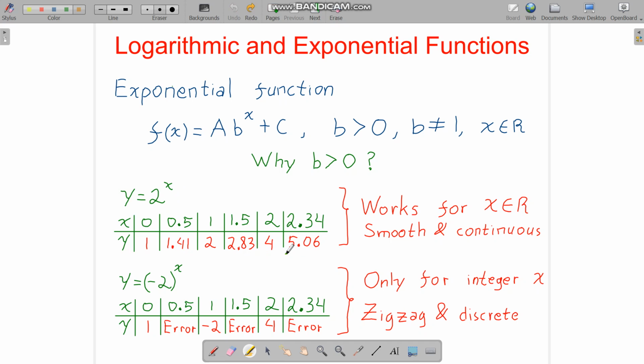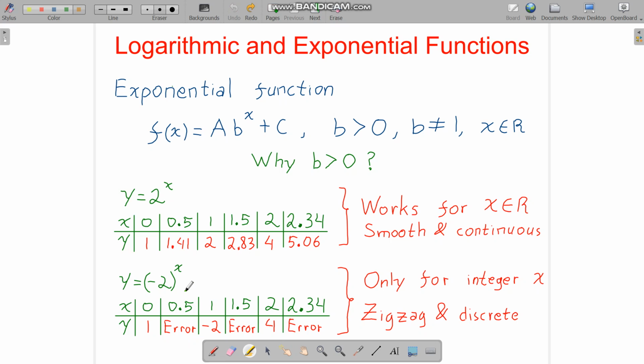And if the base is now something negative, for example minus 2, when we plug in x equals 0, we get minus 2 to the power of 0, which is 1. But when we plug in 0.5, we will get an error. If we plug in 1, we get minus 2. Plug in 1.5, we get an error, and so on. So this means if the base is something negative, it does not work all the time, because we get error, error, error. Actually, we will get an error most of the time, because we can also try and plug in 0.1, 0.2, 0.3, and we will always get an error.